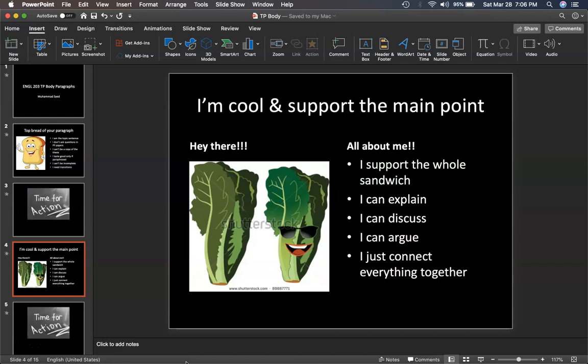So let me talk about it a little bit. So first, and then I'll go to the structure there. So this is the supporting detail, supporting detail, sub point, sub idea.